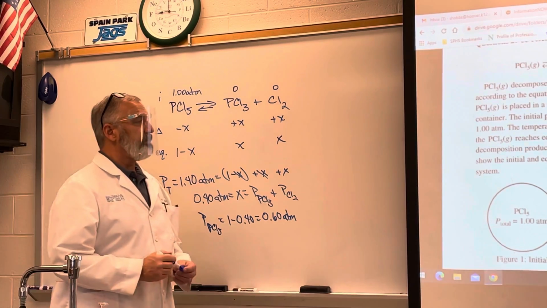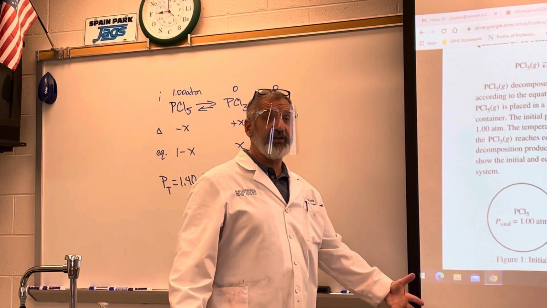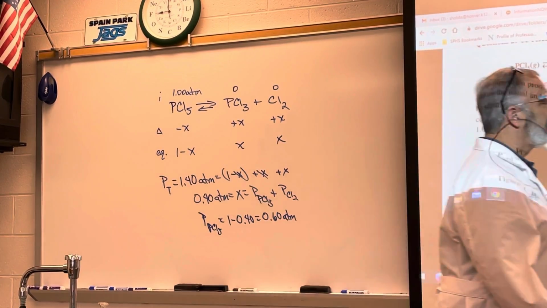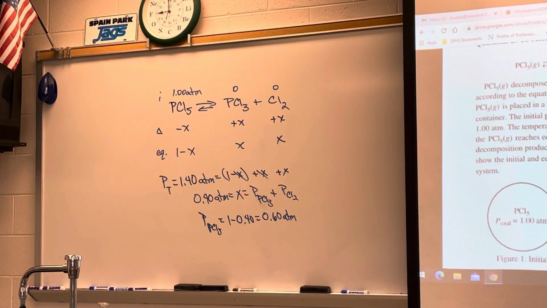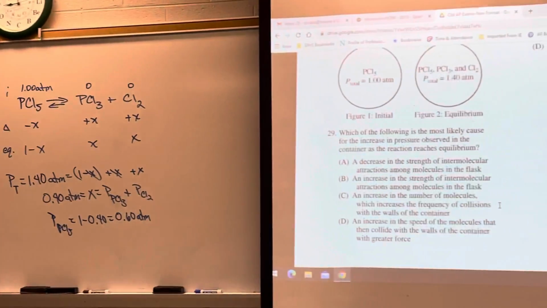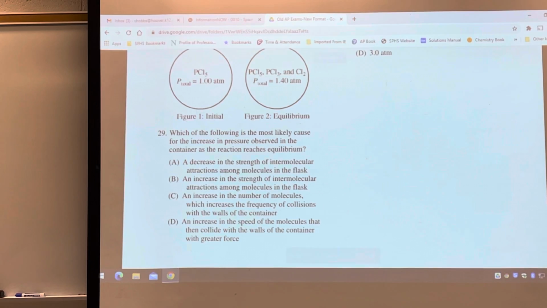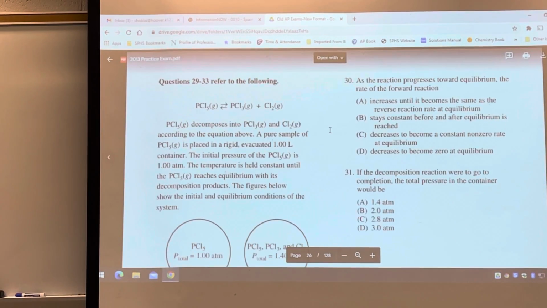Now, this is a whole series of questions. I actually answered the very last question on this one, okay? But let's just look at the questions on how they all relate to this, because this is a good question. This is off of a 2013 multiple choice. So it says, which of the following is most likely cause for the increase in pressure observed in the container? Why did it go from 1 atmosphere here to 1.40 given this equation?